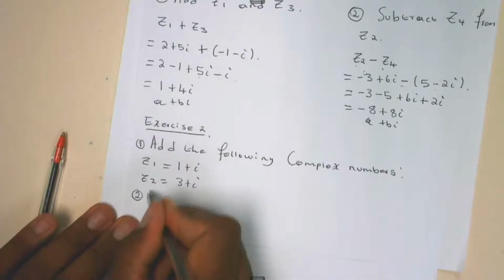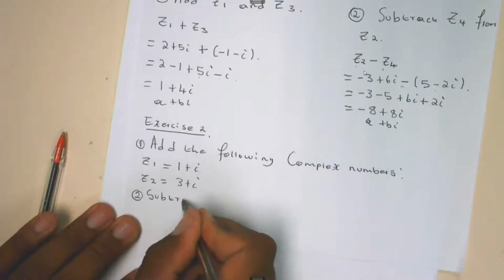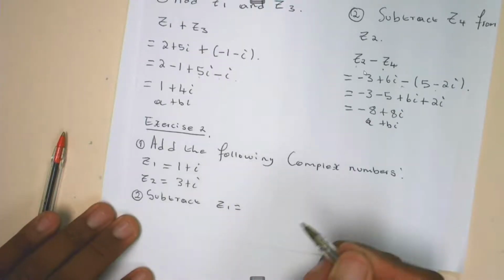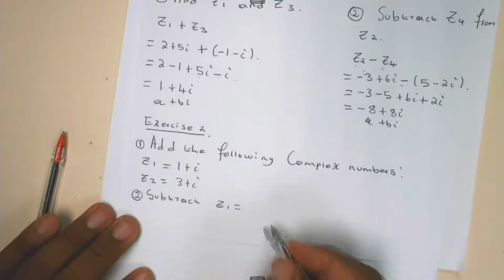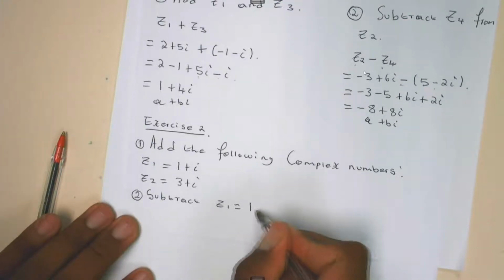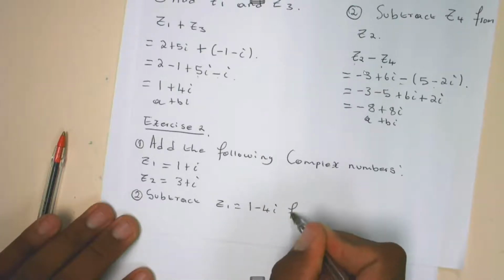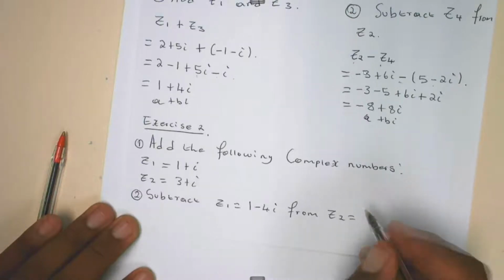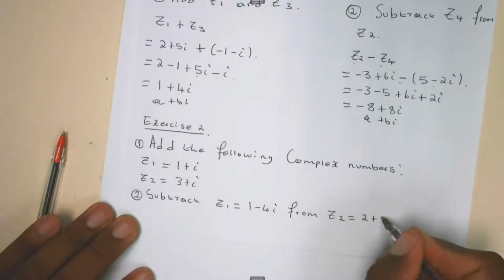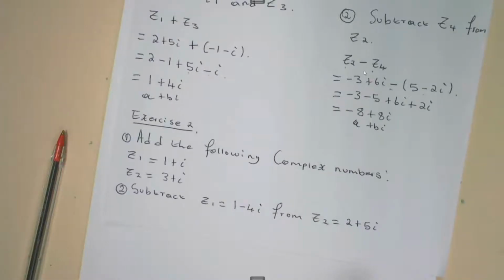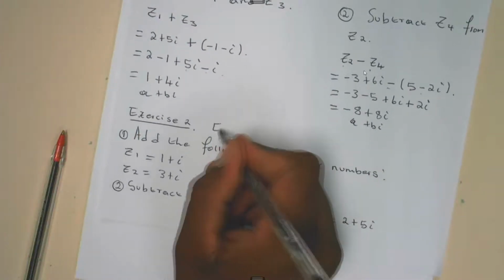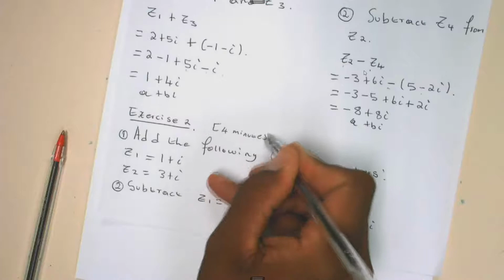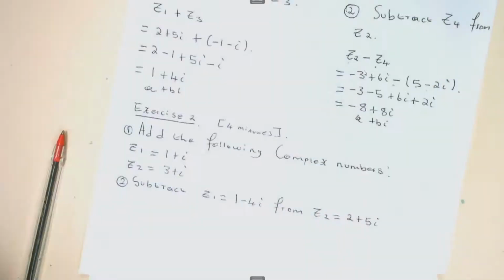Number 2, subtract Z1, which is 1 minus 4i, from Z2, which will be 2 plus 5i. Remember, we do the same thing as we did there.